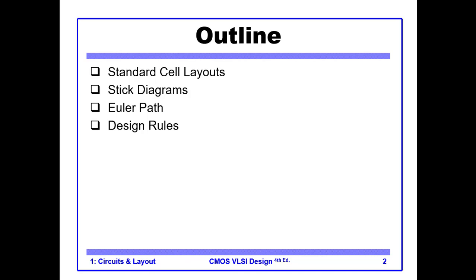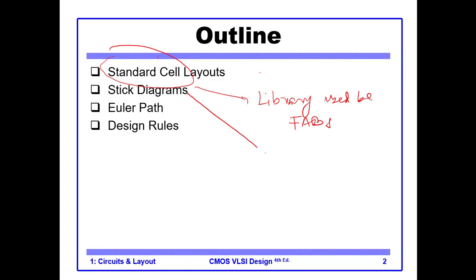As I told you, standard cells are a library of gates, used by fabs. So this is something they can do easily. They put all these different kinds of gates in their standard cell library. Then we will discuss the stick diagrams. Basically a stick diagram is a simplified model of layout.